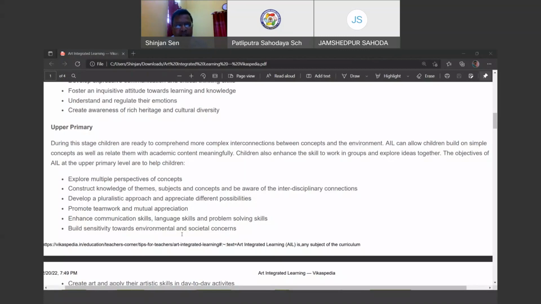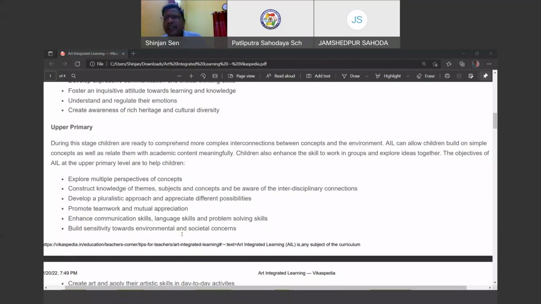Promote teamwork and mutual appreciation. One another will join hands together. Teamwork will be there. One child comes with one idea, another child comes with another idea. They will try to amalgamate both the ideas. So that will lead to teamwork. That will lead to mutual appreciation.